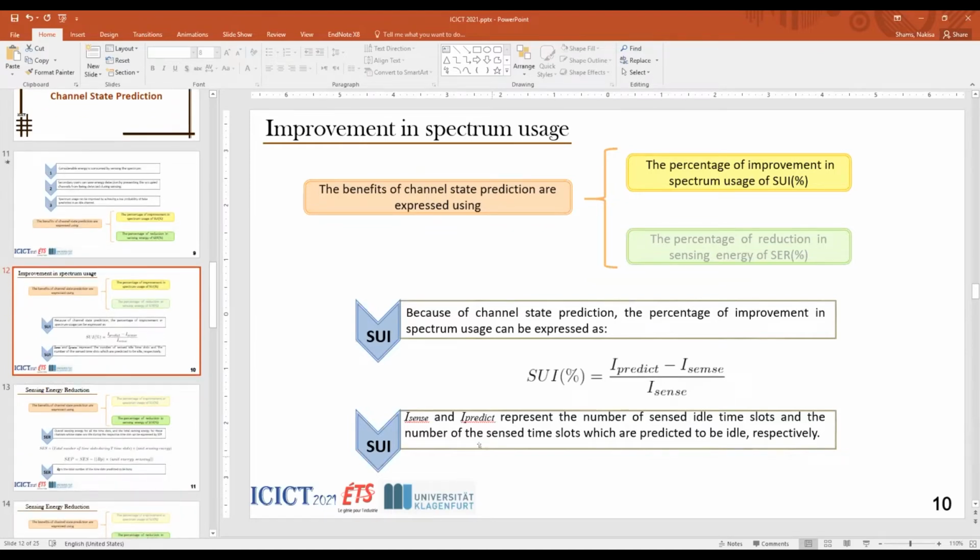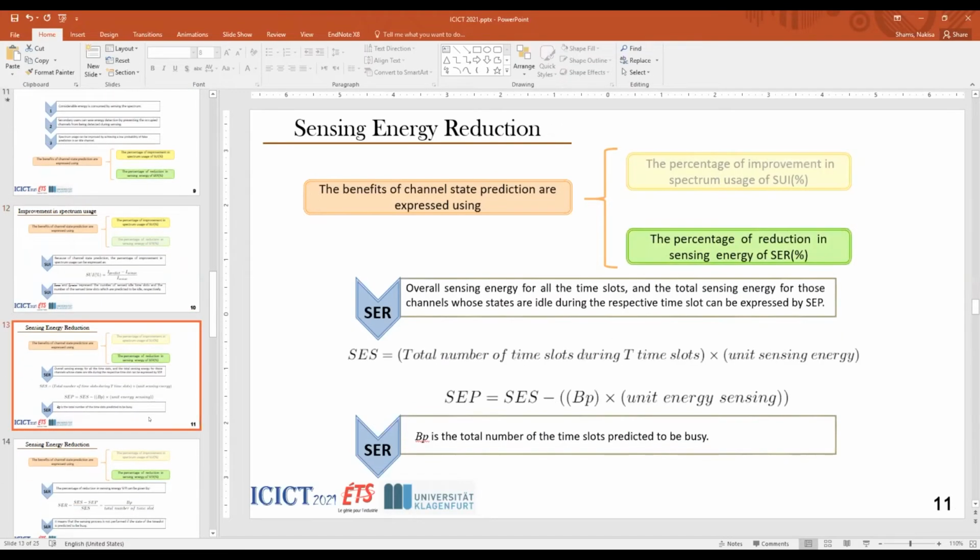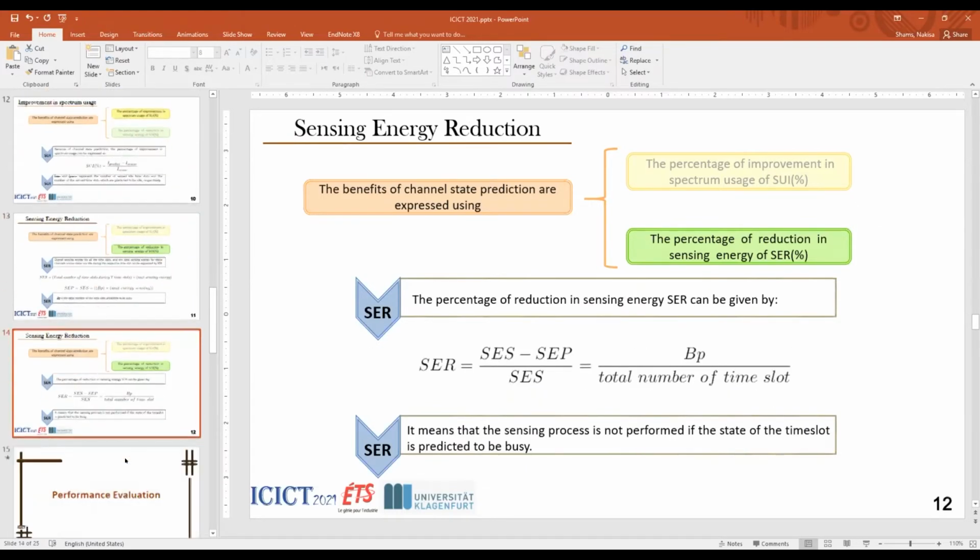You can see the formulation of that one, and also for SER, the overall sensing energy for all time slots, and the total sensing energy for those channels whose states are idle during the respective time slot, can be expressed like that. And then by using this formulation, we have some figures to show how the channel state prediction helps to save energy and improve the sensing process.